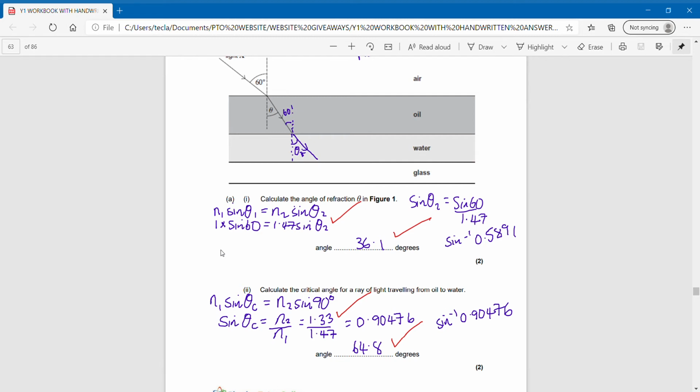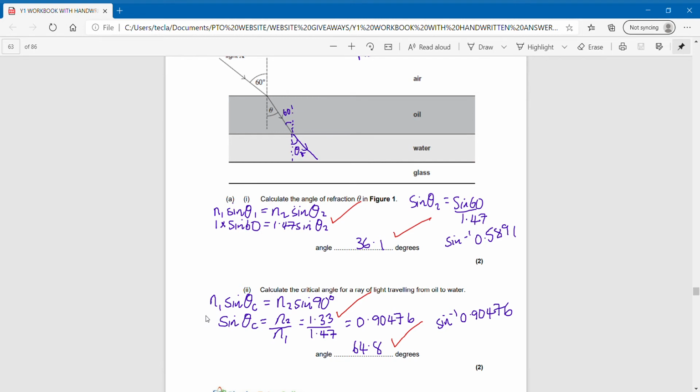The critical angle is the minimum angle at which the incident ray can be set so that all of the light is reflected. So at the point where the ray of light is reflected along the boundary here, which gives us an angle of refraction of 90 degrees.